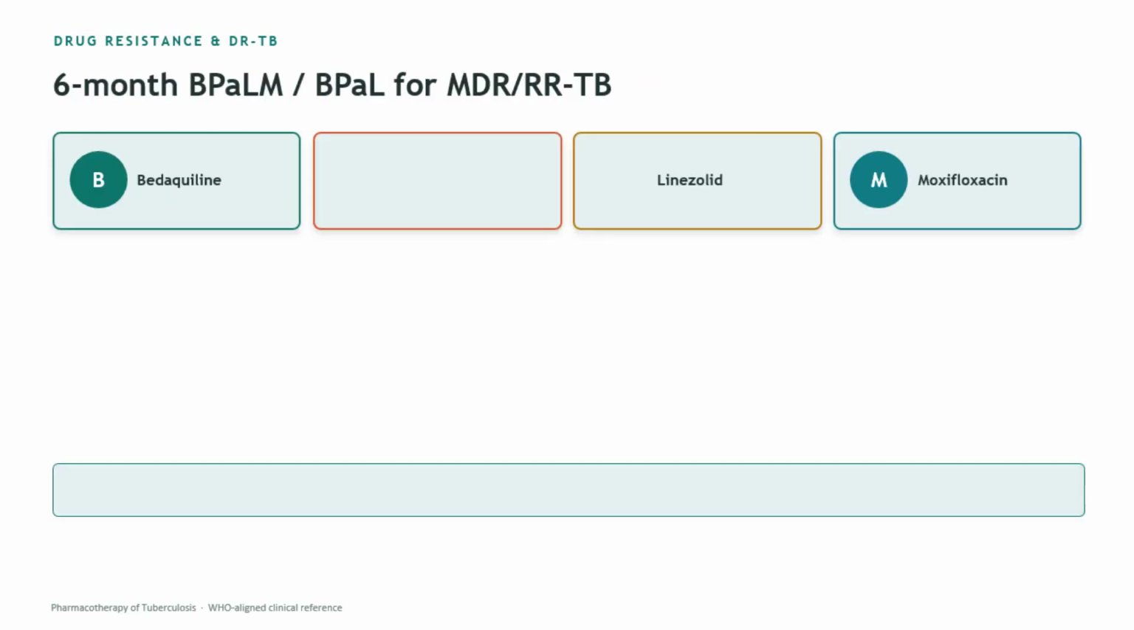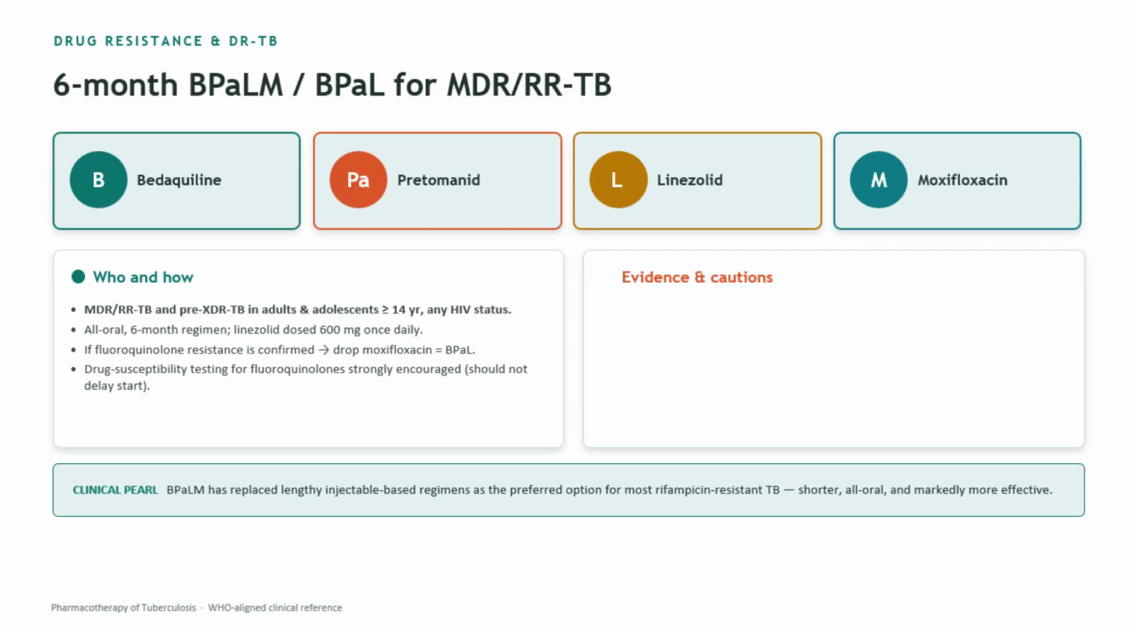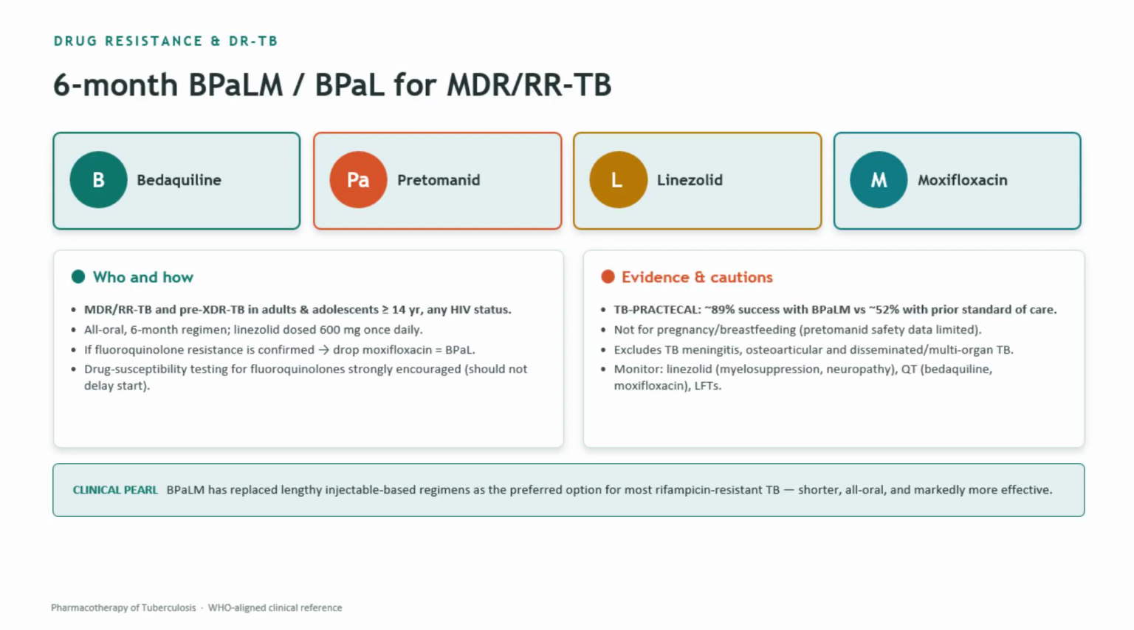This is the game changer, the 6-month all-oral BPaLM: bedaquiline, pretomanid, linezolid, moxifloxacin. It's for MDR-TB and pre-XDR-TB in adults and adolescents 14 and older, any HIV status. If fluoroquinolone resistance is confirmed, you drop the moxifloxacin and it becomes BPaL. And the evidence is stunning.